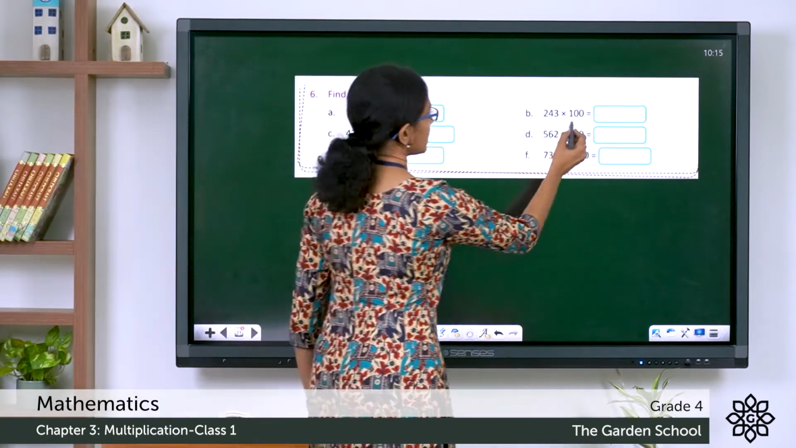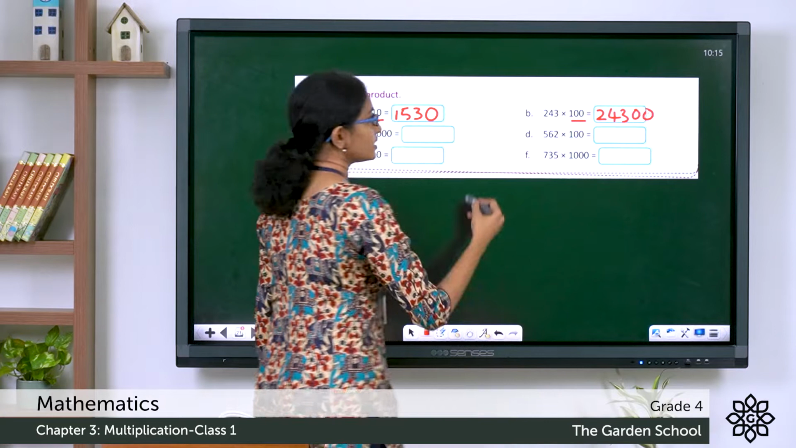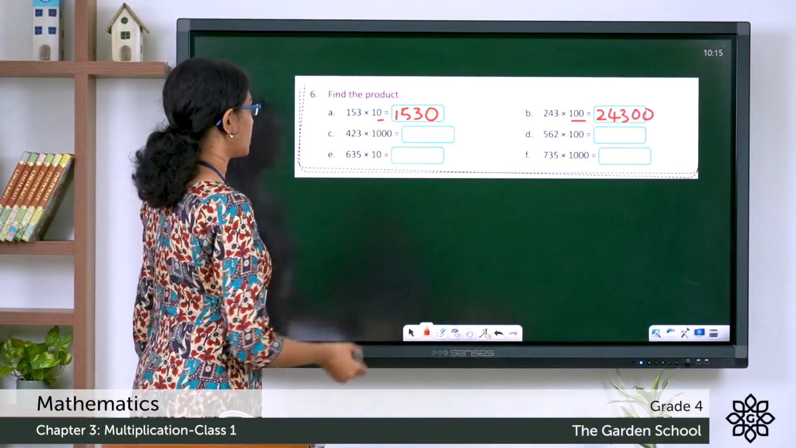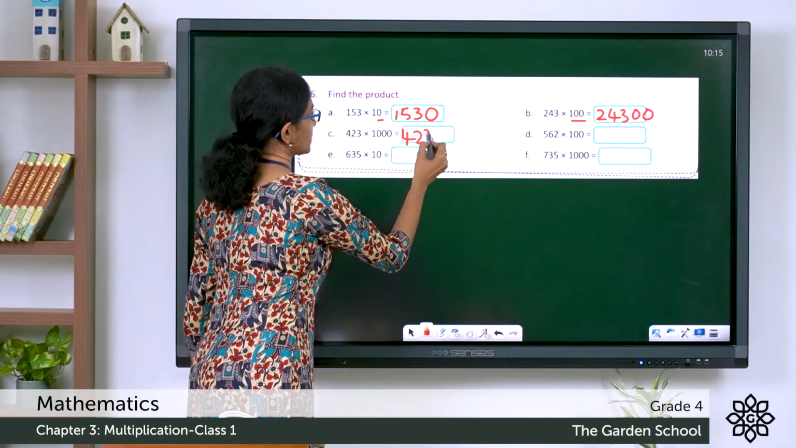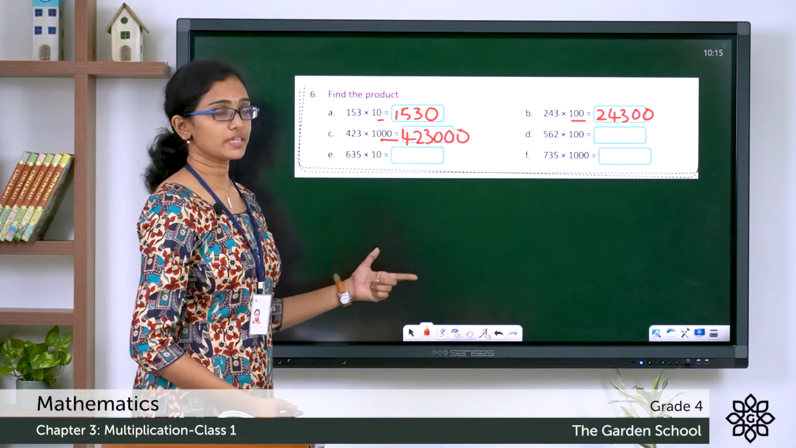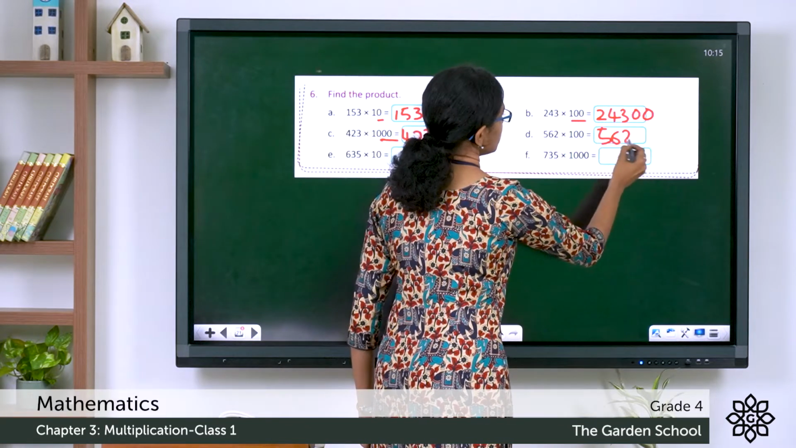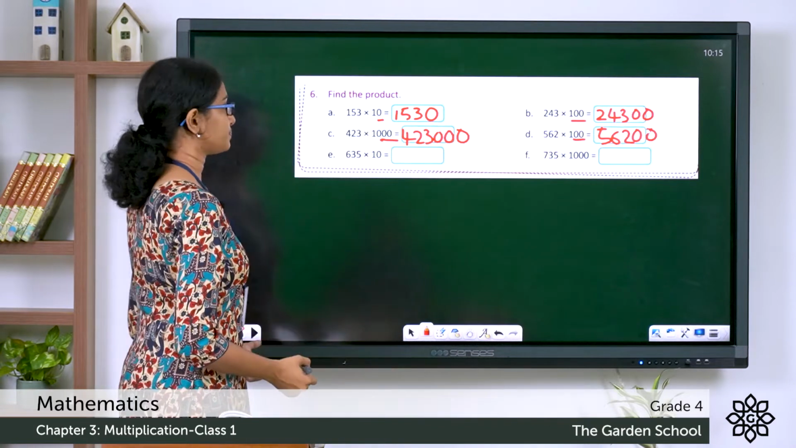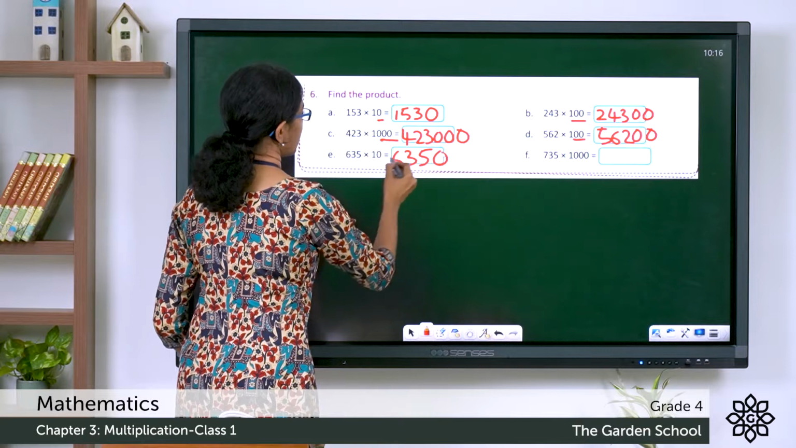For question B, here 2 zeros. So, it is 243 and then 2 zeros to the right. So, that makes it 24,300. Now, 423 into 1000 is, you write 423, then put these 3 zeros to the right. So, that is 4,23,000. Now, question D is 562, then these 2 zeros. So, it's 56,200. Now, question E is 635 and this 1 zero.